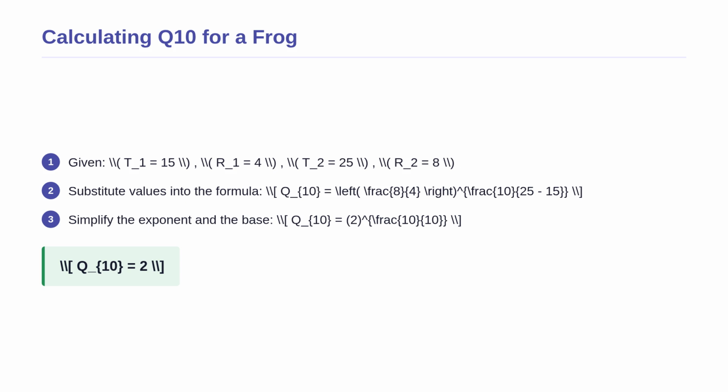First, we substitute our values into the formula. The ratio of the rates is 8 divided by 4. The temperature difference in the exponent is 25 minus 15, which is 10. The exponent simplifies to 10 over 10, or 1. 8 divided by 4 is 2, so Q10 equals 2. Physically, this means the frog's respiration rate exactly doubles for every 10-degree increase, showing its direct dependence on environmental temperature.